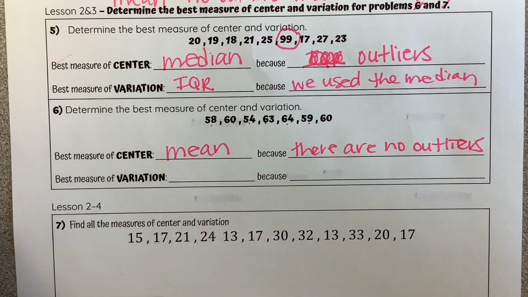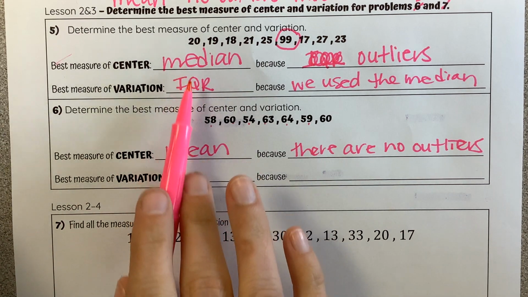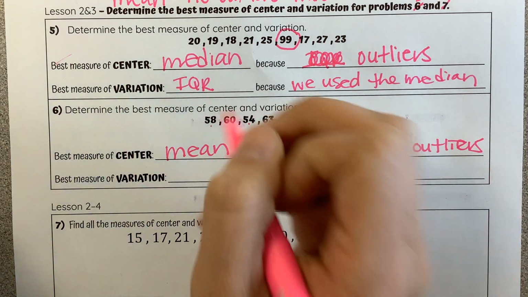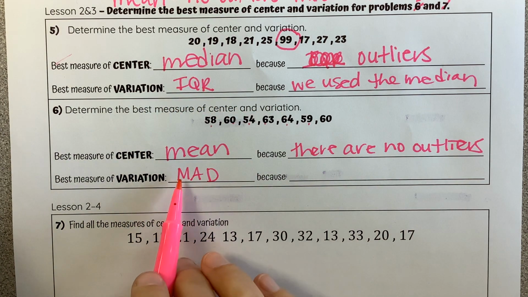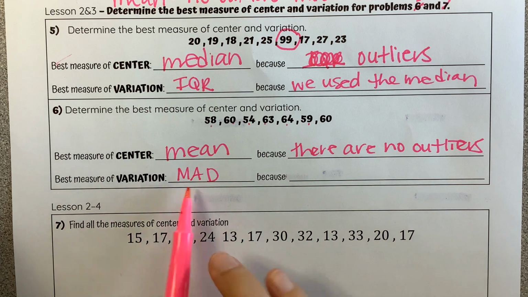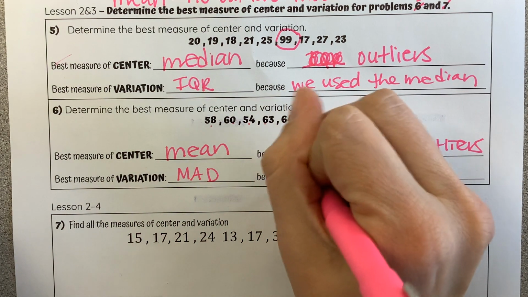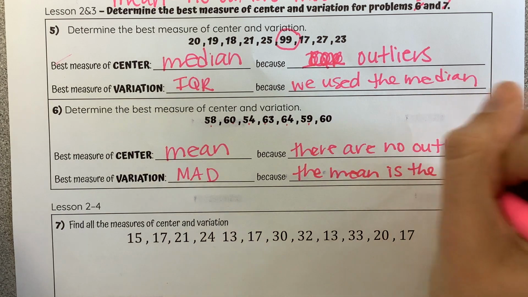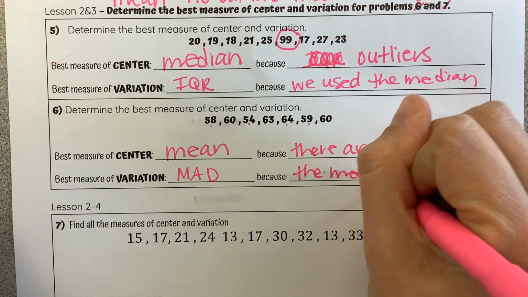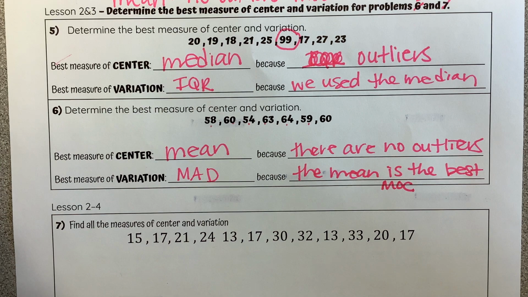And then what matches with the mean? Not the IQR, because the IQR goes with the median. The mean goes with the MAD, the mean absolute deviation. It has the word mean in it. And why do we use the MAD? Because the mean is the best measure of center.